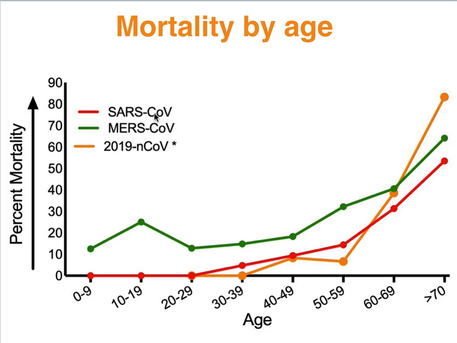The first SARS virus mostly had problems in older people. And this new coronavirus is very much like the first one, except that it appears to be a little bit more lethal, especially to older people.